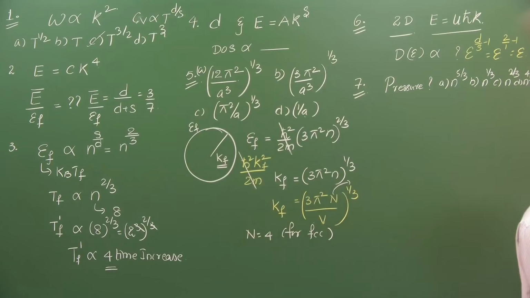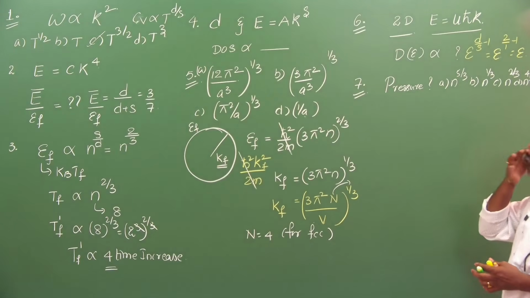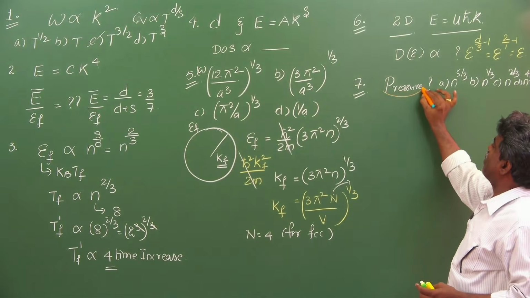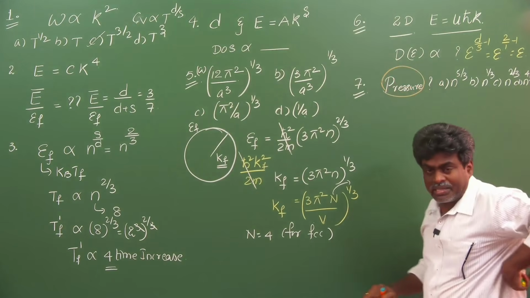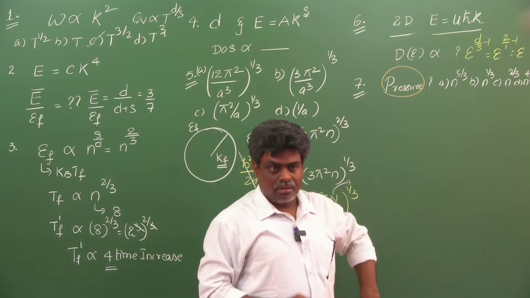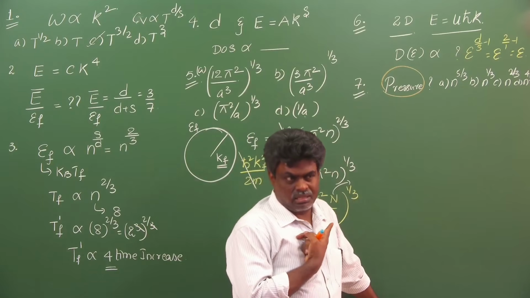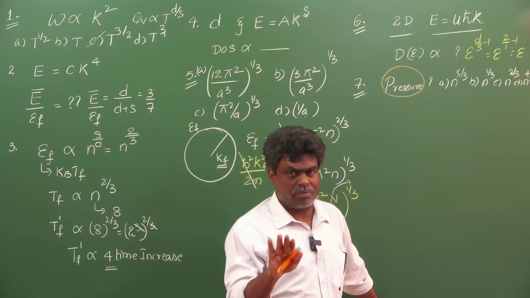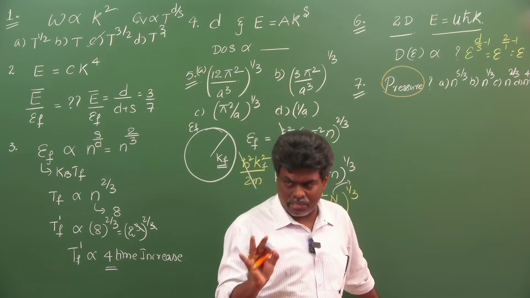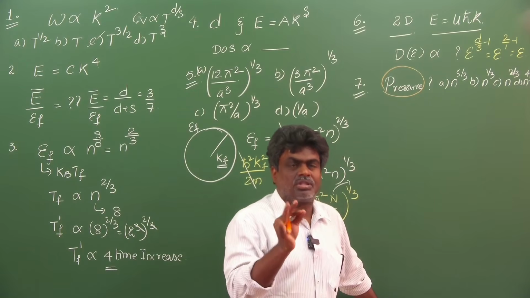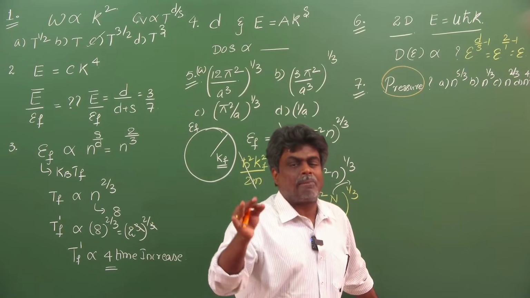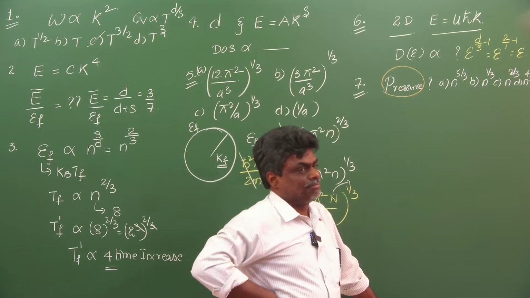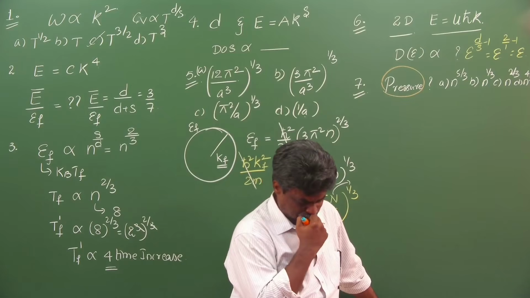Whenever you are doing a problem, always remember, first focus on what is being asked. What is being asked? Pressure. One thing is very clear: this is a 3-dimensional, non-relativistic system. We know all the results. Fermi energy, you remember: EF is equal to h cross square by 2m, times 3 pi square small n, whole power 2 by 3.